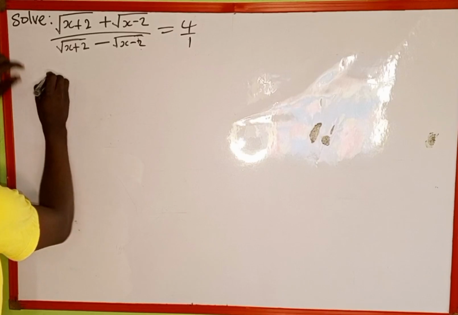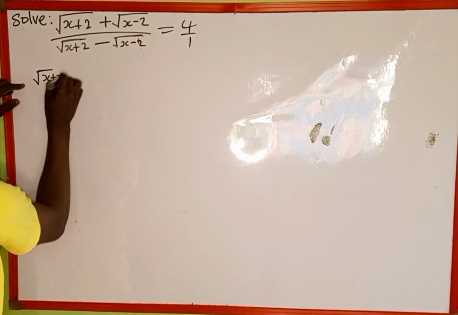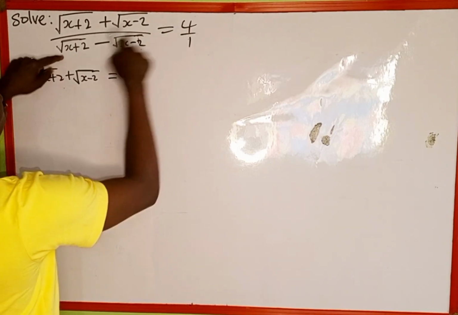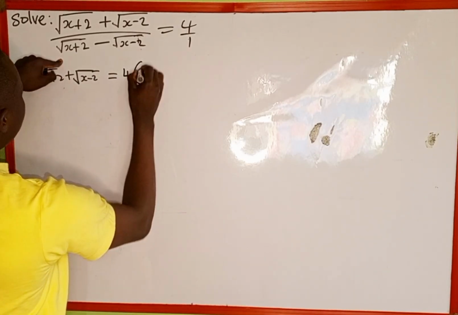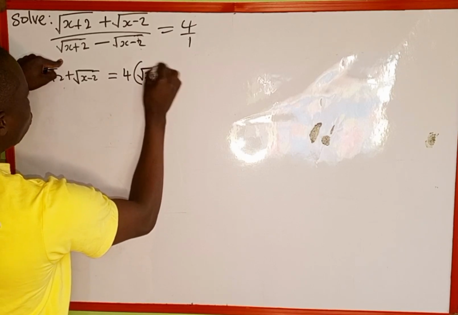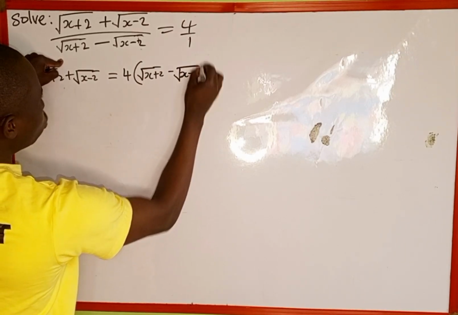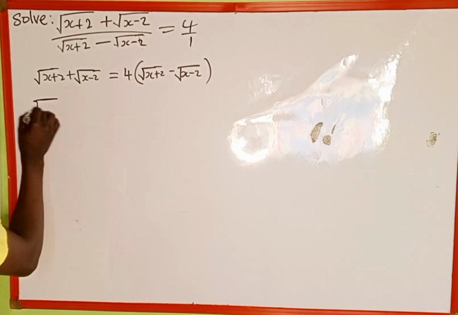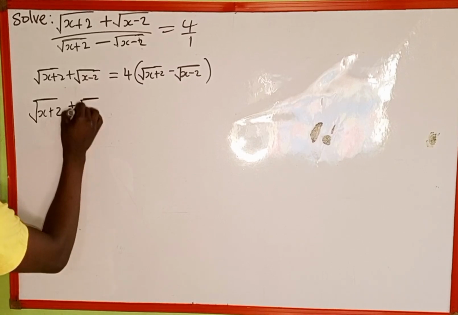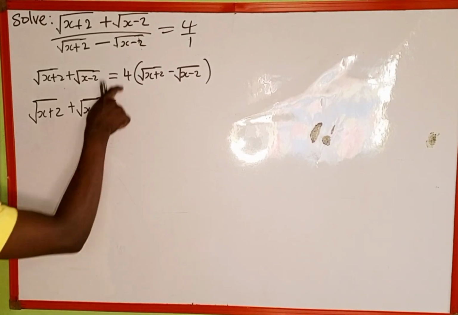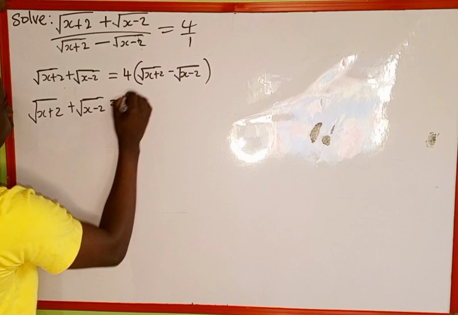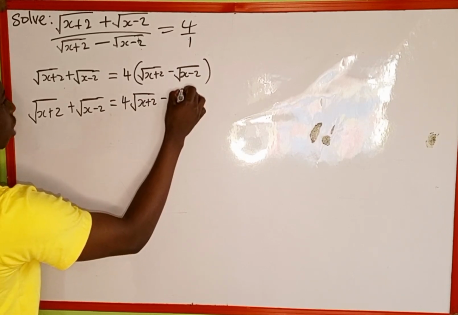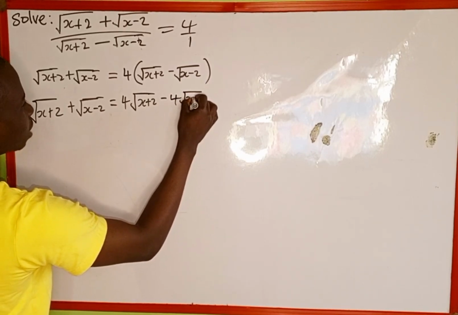Then that 1 multiplied by the whole of this is the same as root of x plus 2, plus root of x minus 2, which is going to be equal to 4 multiplied by the whole of this, which is 4 into root of x plus 2 minus root of x minus 2. The next thing we're going to do is to distribute this 4 into the bracket. We're going to have root of x plus 2 plus root of x minus 2, equal to 4 multiplied by root of x plus 2, which gives us 4 root of x plus 2, then minus 4 multiplied by root of x minus 2.